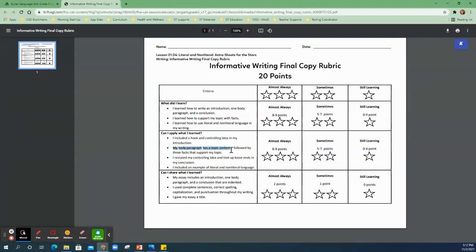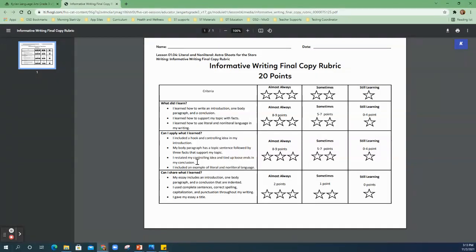Your body paragraph has a topic sentence followed by 3 facts that support my topic. Yep, we usually include 3 facts when we're supporting any idea. So we have one paragraph that's a hook and shares our controlling idea. The second paragraph has a topic sentence and 3 facts that support that topic. And then, in our conclusion, we're going to tie up loose ends and restate that controlling idea. Remember, writing is kind of like a sandwich.